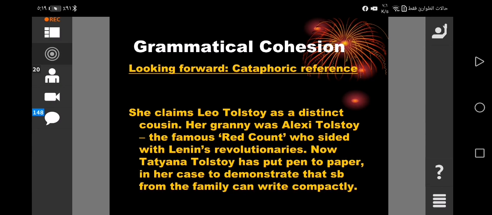Take this example. She claims Leo Tolstoy as a distinct cousin. The granny was Alexei Tolstoy, the famous Red Count who sided with Lenin's revolutionaries. Now Tatiana Tolstoy has put pen to paper in a case to demonstrate that somebody from a family can write compactly. What does she refer to?